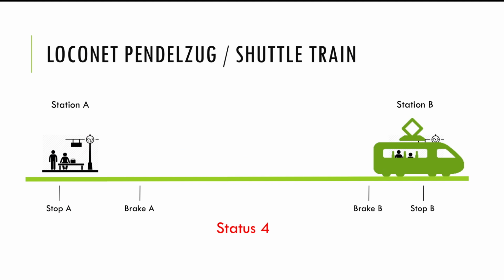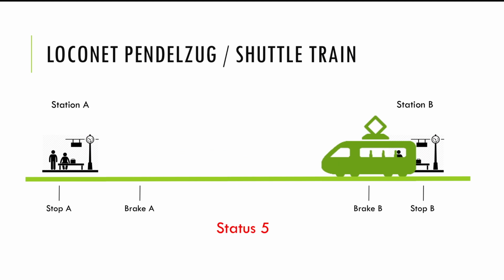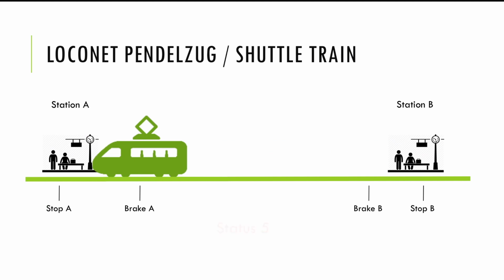Now we'll just wait for a while so the passengers can get off the train, new passengers can board the train, and we'll reverse the locomotive. And after that we go from station B to A in reverse order. When we roll out of station B, we will change the status to 5, and when we hit the brake section in station A, we will change the status to 6.